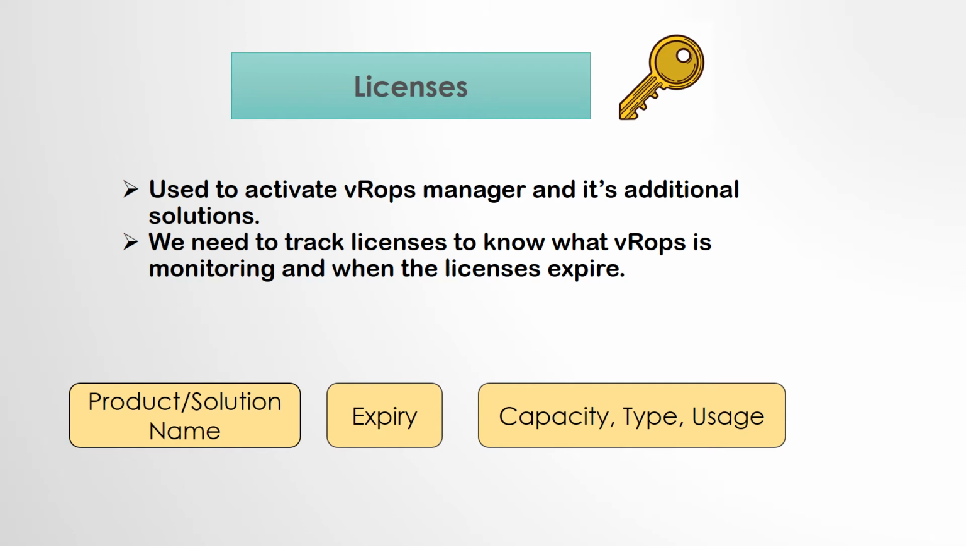The question that comes is, why do we need to keep track of these licenses? Well, it is to know when the license will expire so that we can renew it before it expires, to keep vROps monitoring highly available.